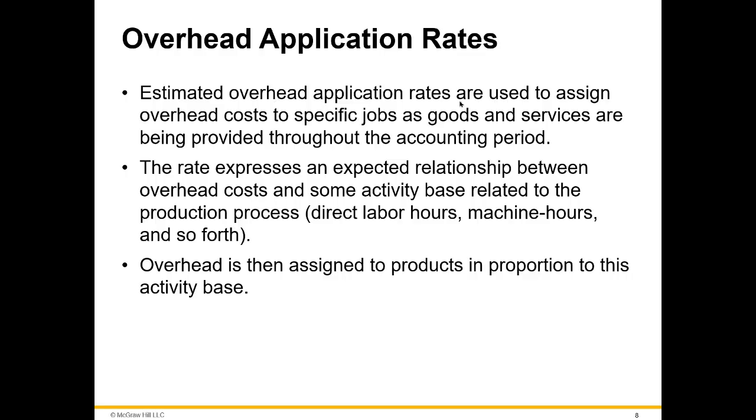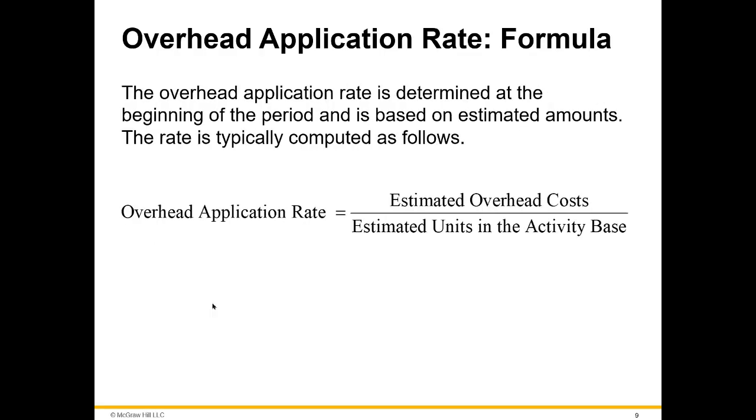And then we're going to establish an application rate based on some driver or some activity base. It might be things like direct labor hours. We say, hey, more direct labor, that's a way to consistently and systematically allocate overhead, or machine hours, or some other method. And so we're then going to assign based on that activity base. Okay. And so how do we do that?